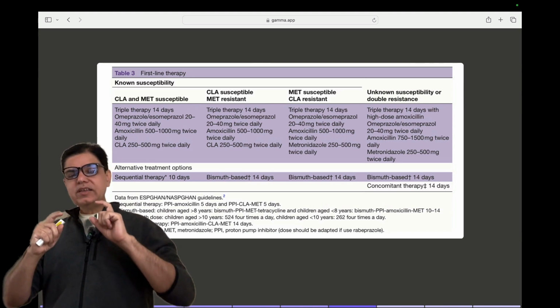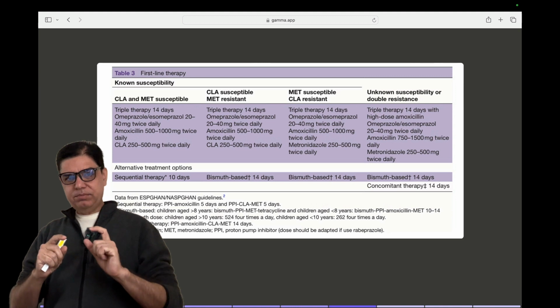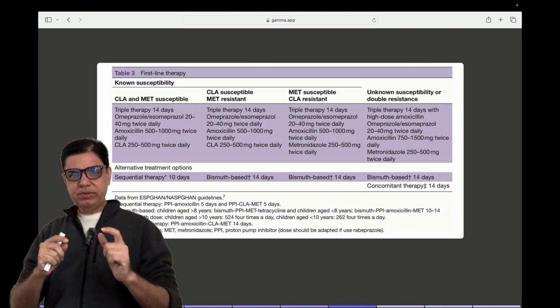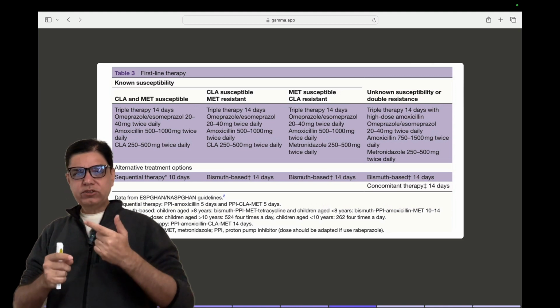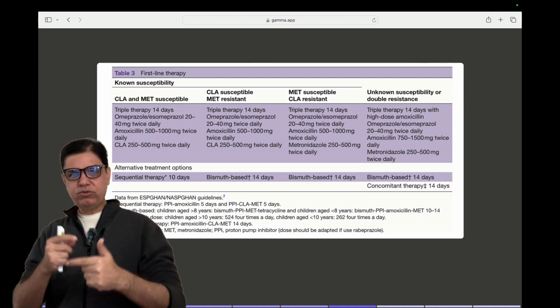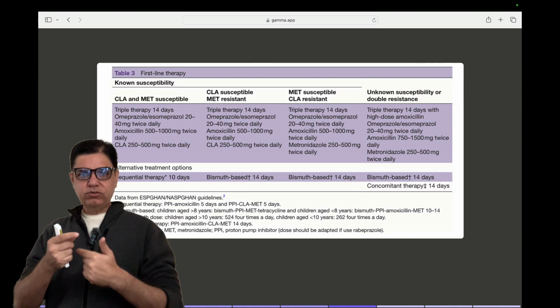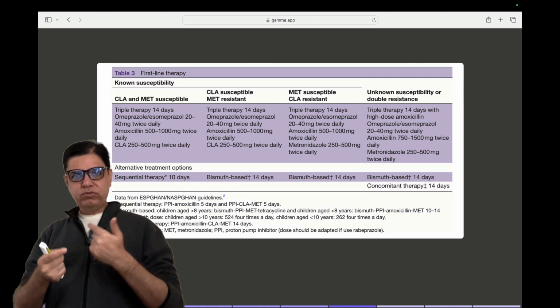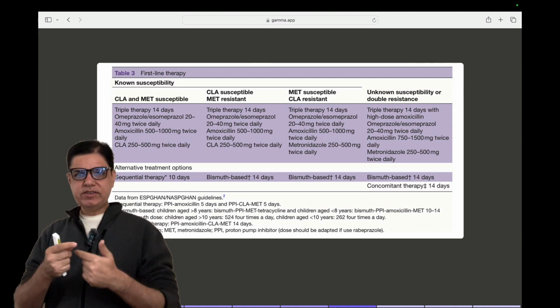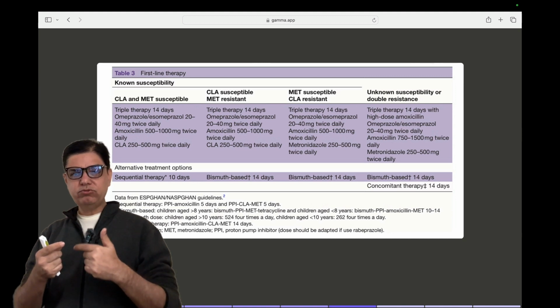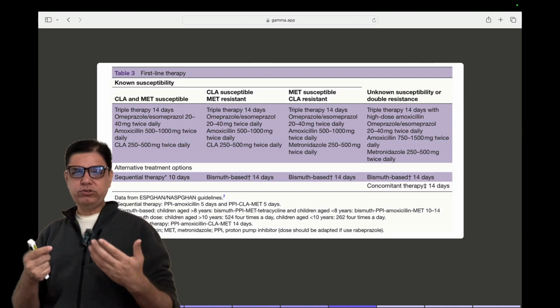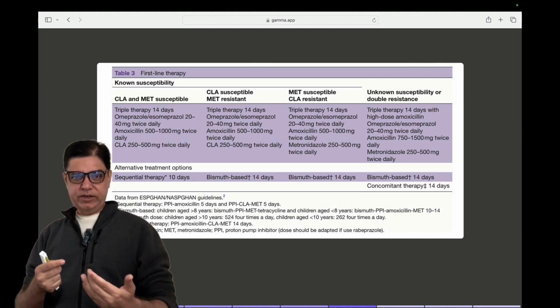Where there is clarithromycin resistance but metronidazole is susceptible, in that case you would just switch clarithromycin with metronidazole. So the rest of the medication would be the same: omeprazole or lansoprazole or esomeprazole twice daily, and amoxicillin twice daily, but instead of clarithromycin you switch to metronidazole, and the dose is usually 250 to 500 milligram twice daily.